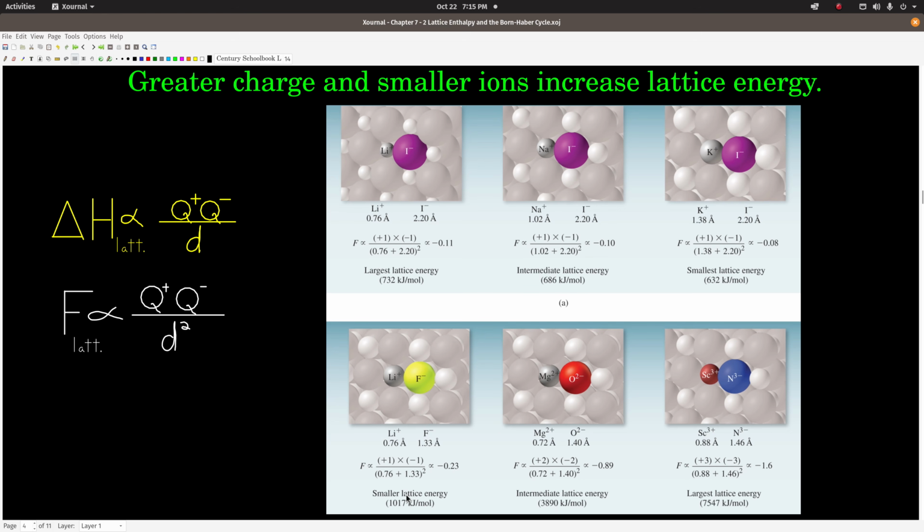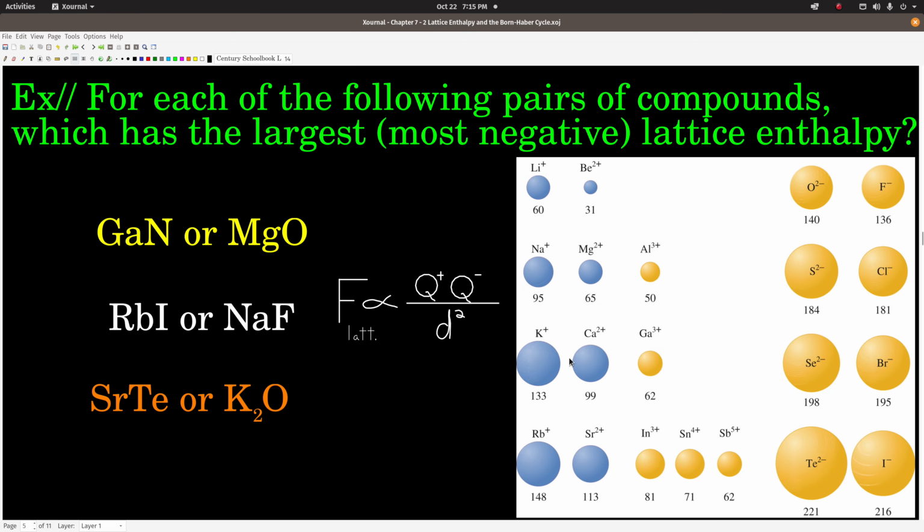If they're going in opposite directions, the charge almost always wins out. So with that in mind, let's do this example. For each of the following pairs of compounds, we're going to compare gallium nitride to magnesium oxide, which one has the largest, meaning the most negative lattice enthalpy. And then we'll compare rubidium iodide to sodium fluoride and strontium telluride to potassium oxide.